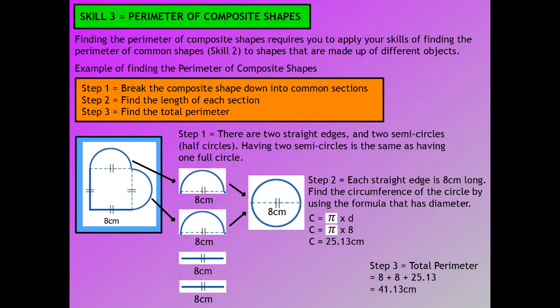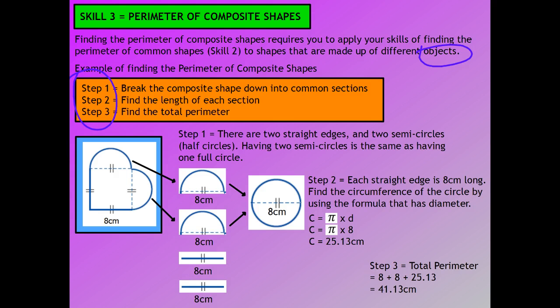Perimeter of composite shapes. Finding the perimeter of composite shapes requires you to apply your skills of finding the perimeter of common shapes, which we did in Skill 2, but to shapes that are made up of different objects. And that's what we mean when we talk about composite shapes. There's 3 steps which I've outlined.